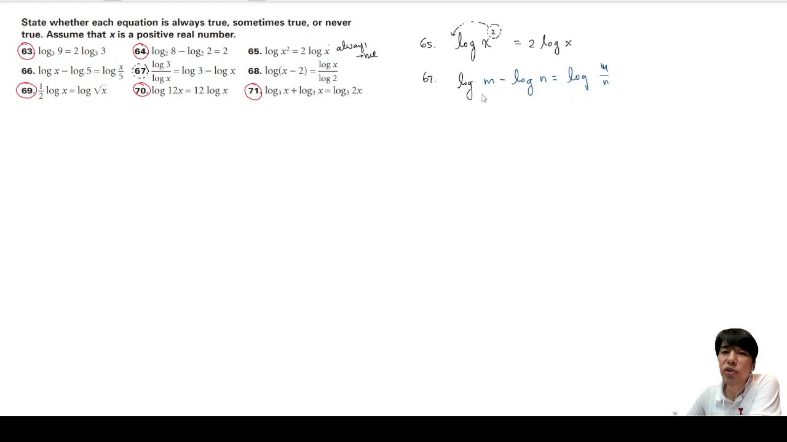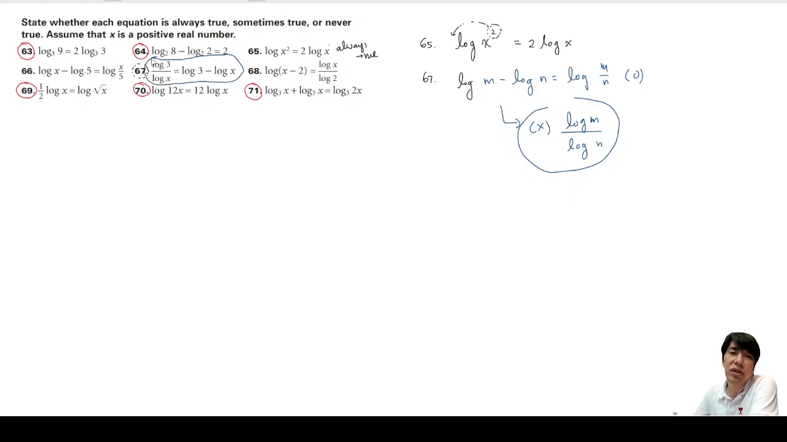Don't get confused by this. This is wrong. This is not log m over log n. This is not that. It's not this, but it's this, log of m over n. You have to have a single log, not two separate logs. So this cannot be true. So this is basically what this thing says. So this is never true.